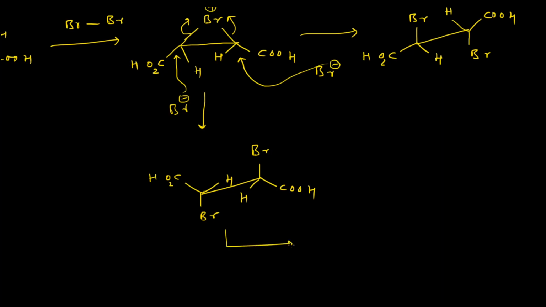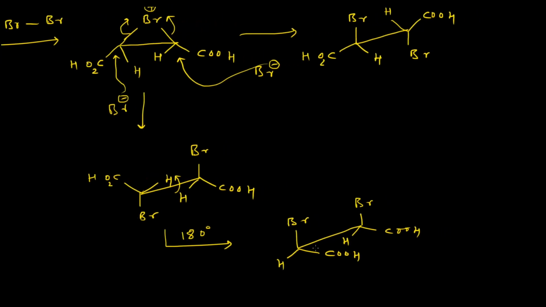So if we simply perform a 180-degree rotation along this sigma bond, then this will be the conformation. So here you can easily see that it is a meso compound because it contains a sigma plane, right?